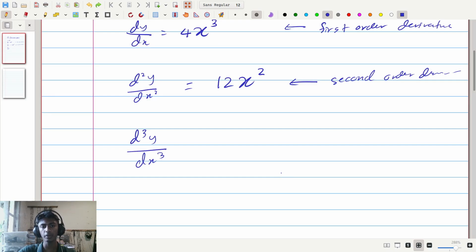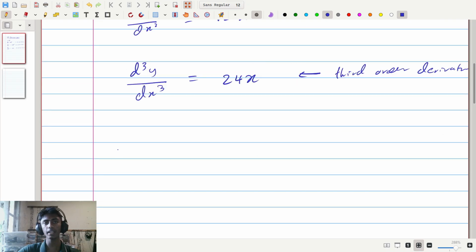So anyway, continuing. Over here, what we had was 24x, which is the third order derivative, so I'm going to write third order derivative. And then we can take it once again. Again, you might be familiar with the notation by now. The pattern is going to be d to the 4 y by dx to the 4. Again, not fractions, this is just how we write it.